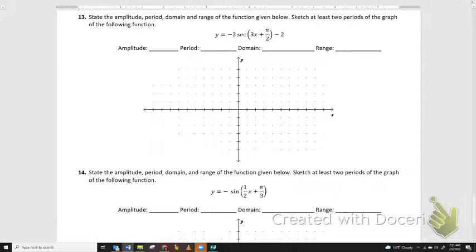All right, my amplitude is going to be 2. The negative just tells me that it's going to reflect. Period, 2 pi over 3. Domain. I need to wait until I graph it, right? Yeah, because I need to know where those asymptotes are going to be. Same thing with my range.